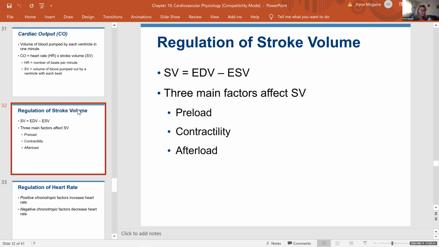Now stroke volume, SV, equals EDV minus ESV, right? This is your end diastolic volume. This is how much you had inside the ventricles, and this is how much is left. So whatever you pump out is the stroke volume, right? That makes sense? Okay.